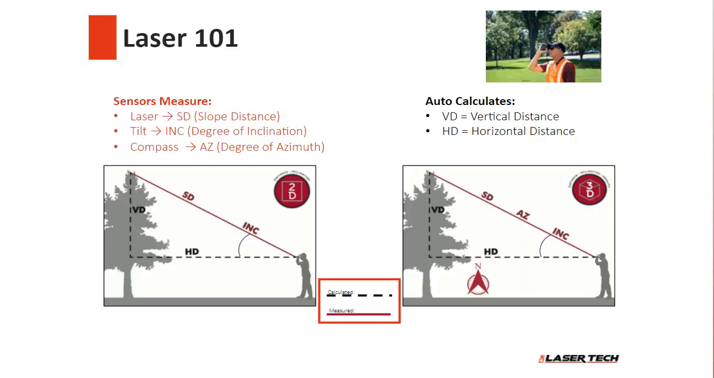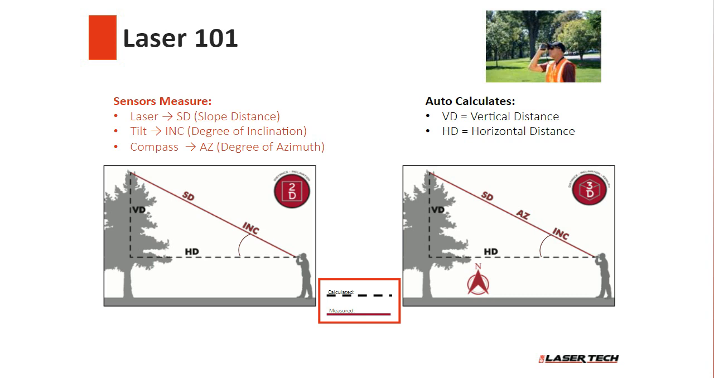So what does that look like? Here we've got our laser sensor, SD, indicated in the bottom diagram, slope distance or line of sight distance. The tilt sensor, we represent as INC throughout some of our diagrams, and that's the degree of inclination. And the compass does AZ, on the diagram on the right, the degree of azimuth. So we've got our 2D lasers and 3D lasers when we incorporate that compass.